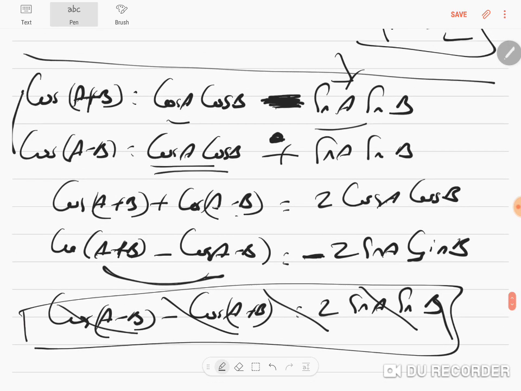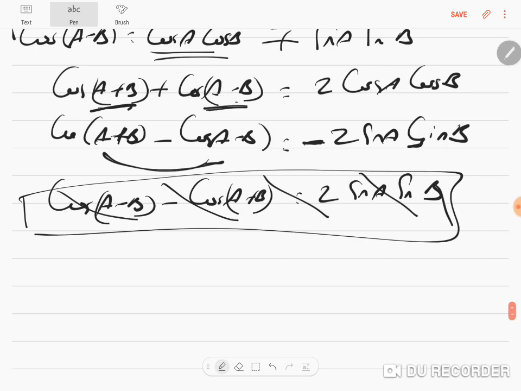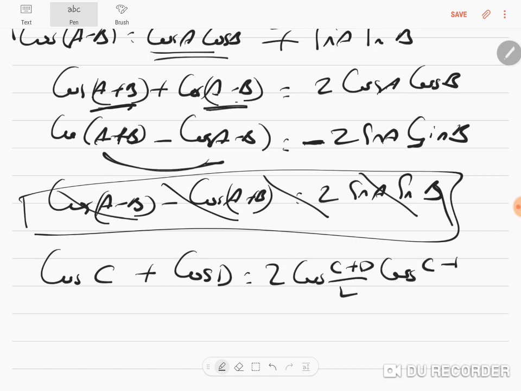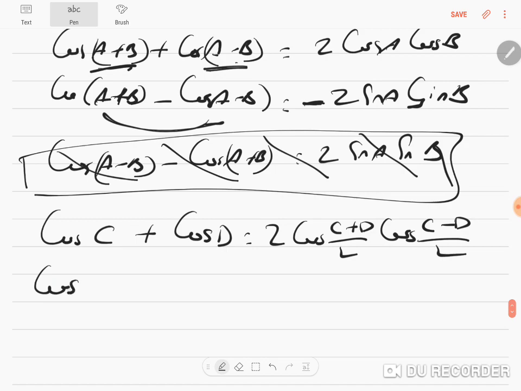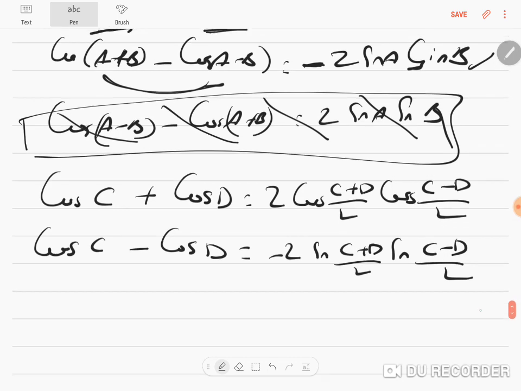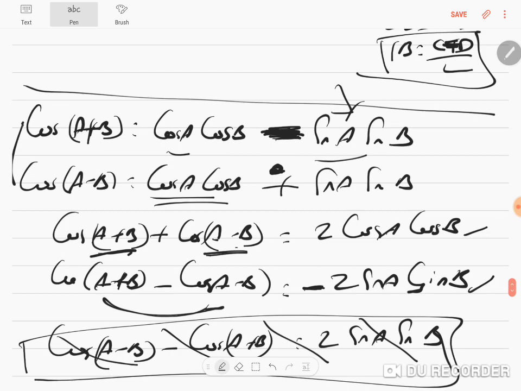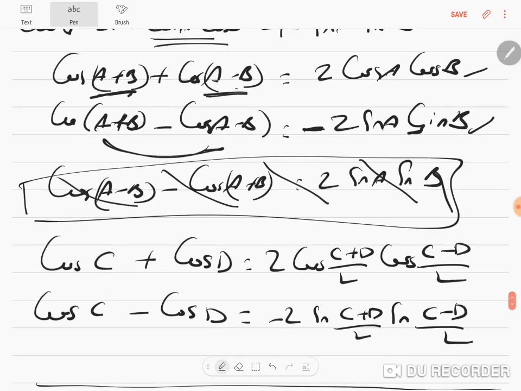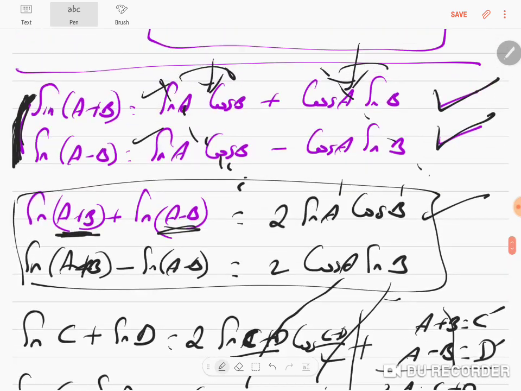Till here you must know everything, and now replacing A plus B as C and A minus B as D, you can learn cos C plus cos D is 2 cos (C plus D) by 2 cos (C minus D) by 2. Cos C minus cos D is minus 2 sin (C plus D) by 2 sin (C minus D) by 2. The same formula, I am just replacing A's and B's, very simple. Are you clear till here? Okay, next is memorize till here and then go to the next formula.